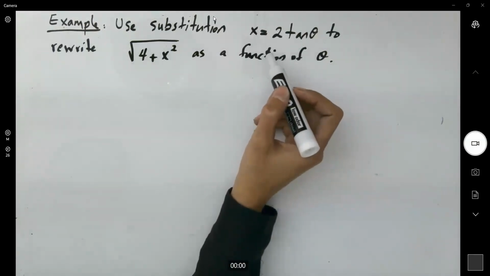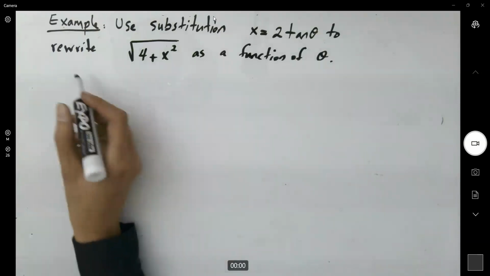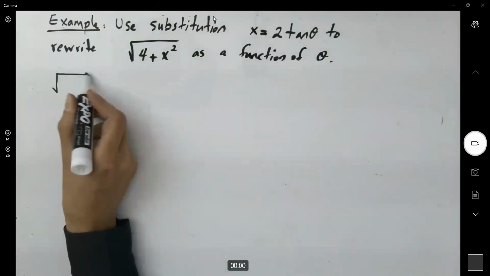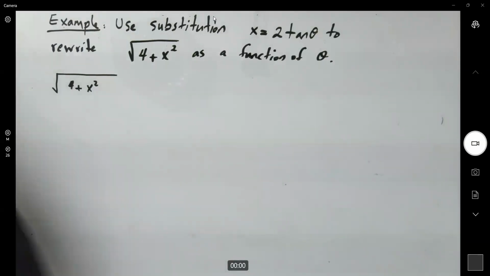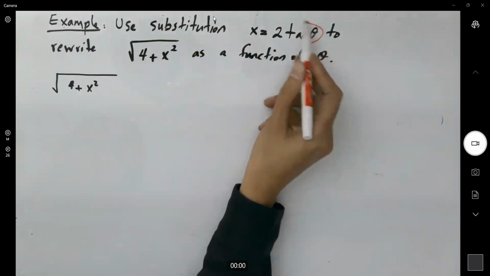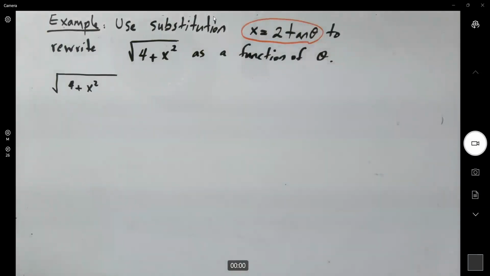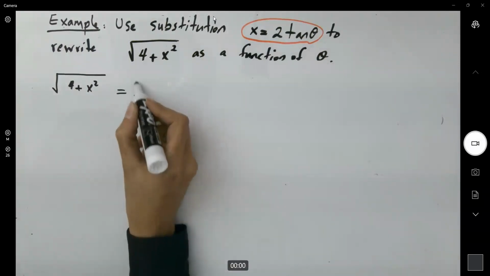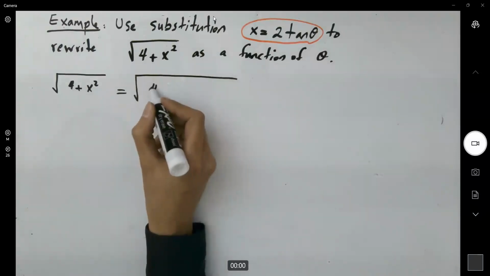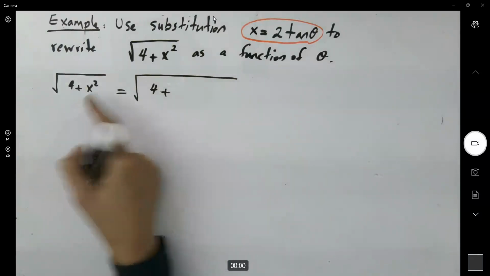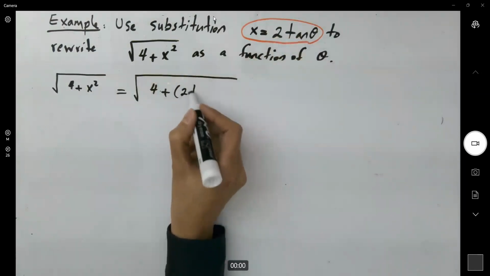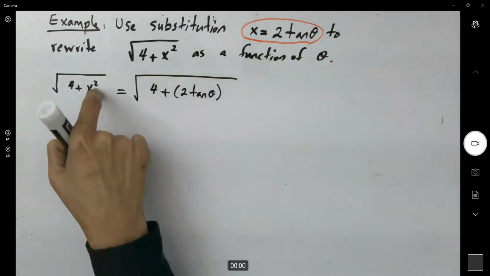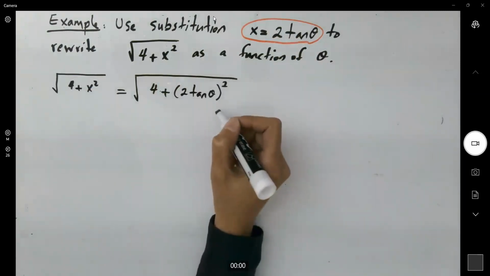Okay, let's see. I have the square root of 4 plus x squared. Let us write it down. 4 plus x squared. Now, I'm going to do the substitution. The substitution says, well, wherever you see x, use 2 times tangent of theta. Very well, it's not that hard. Let me see. This guy becomes the square root of 4 plus x, now 2 times tangent theta, 2 times tangent of theta raised to the second power.